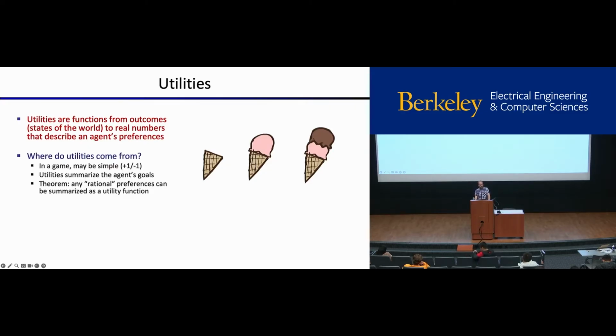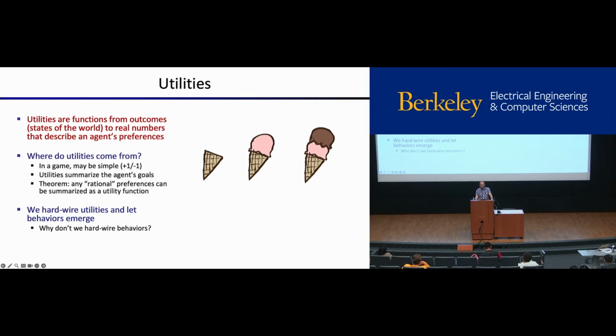So where do utilities come from? If you have something playing a game, you can understand their behavior as trying to win the game, and assigning more utility to a win than to a loss. So in a game it may be simple, +1 for winning, -1 for losing. And as I just mentioned, what'll come in a bit is a theorem that says any rational preferences can be summarized with a utility function. Okay.